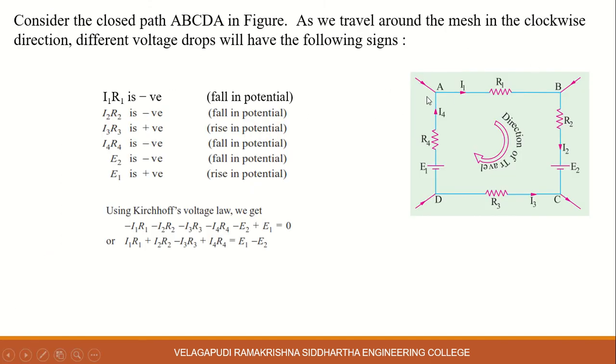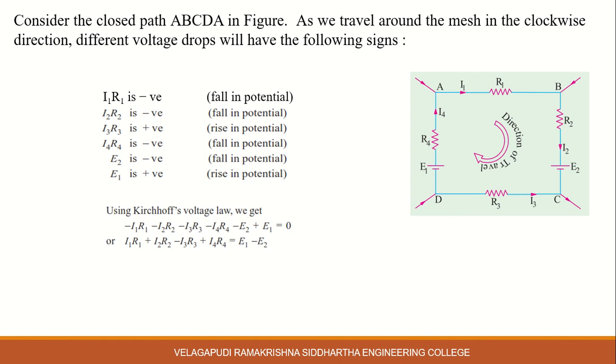So now consider this example figure for explanation of voltage drop polarities indication. Consider the closed path A, B, C, D, A in the figure. As we travel around the mesh in the clockwise direction, different voltage drops will have the following signs. These are the voltage drops of all the elements in the clockwise direction.